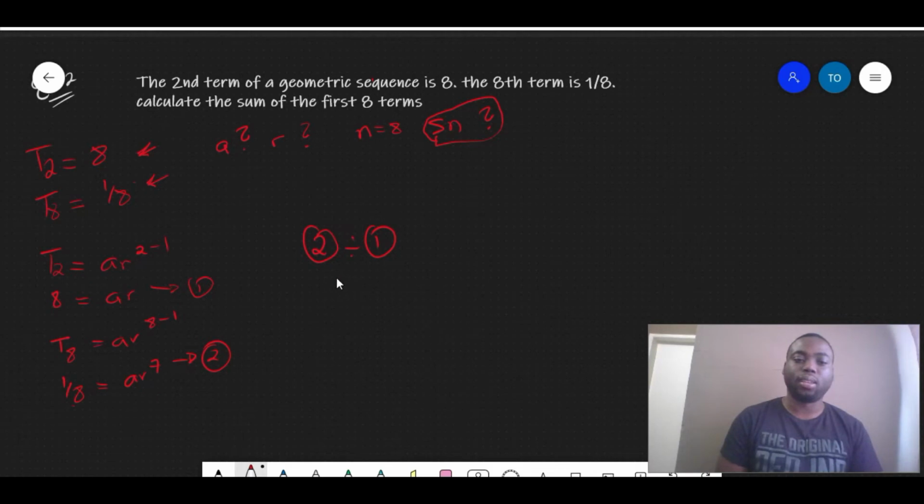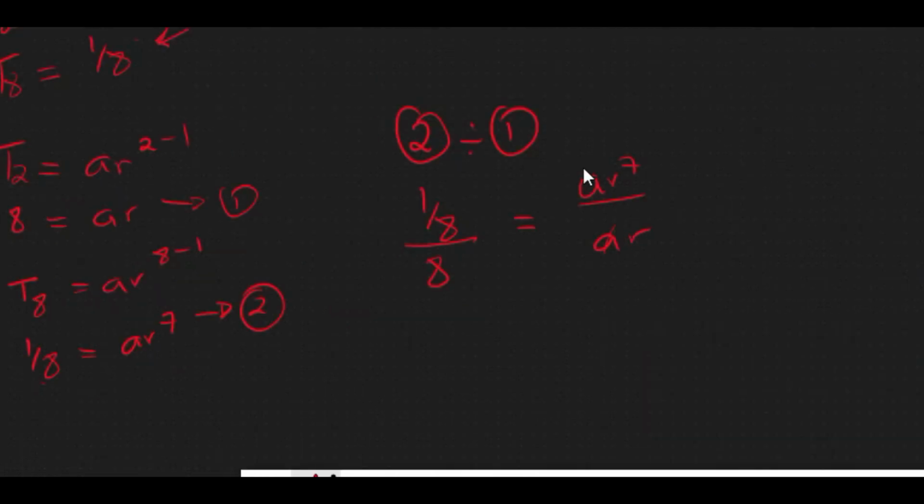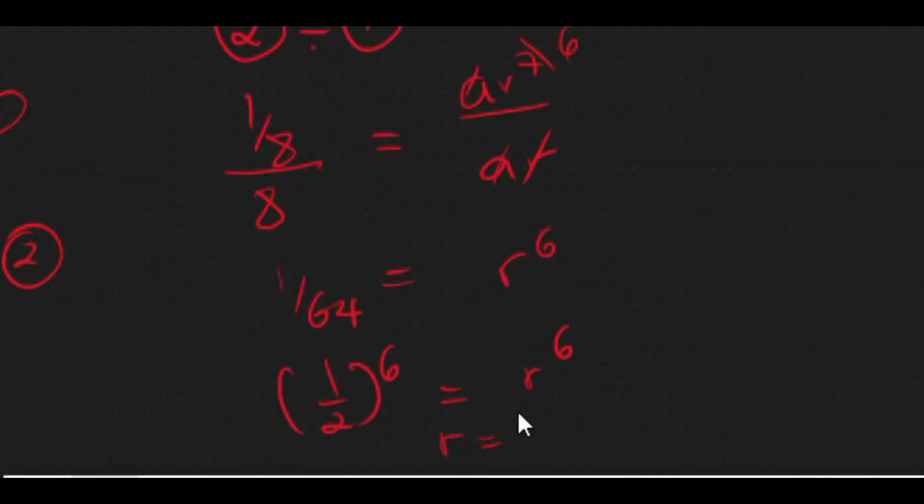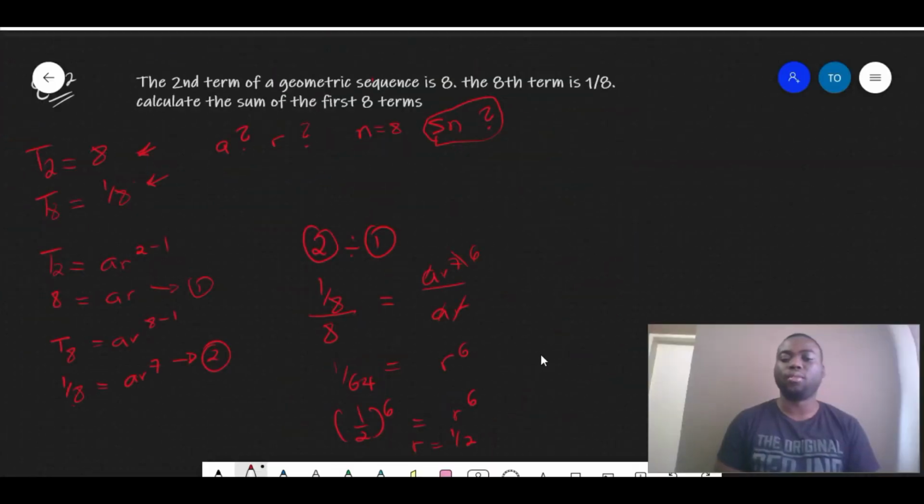So I'm going to say the left hand side of the second equation divided by the left hand side of the first equation. So all I just need to do is just simplify. So as you can see, I've gotten the value for R, which is 1 over 2.